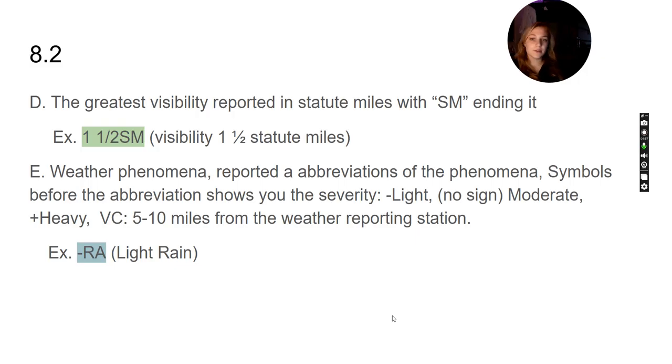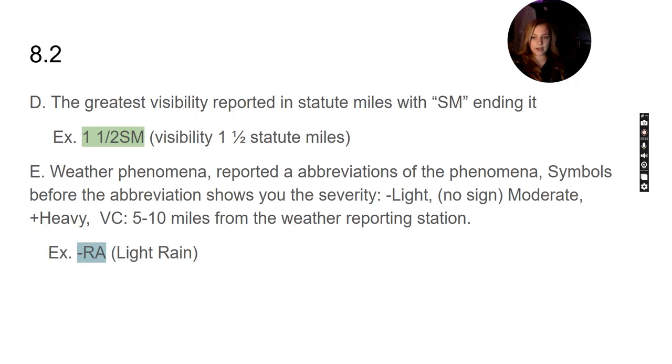The greatest visibility is reported in statute miles, ending with SM. So this is just the visibility report. So 1.5 SM would mean 1.5 statute miles of visibility. This is good to make sure you know if it's VFR or IFR conditions. Next would be weather phenomena, reported as abbreviations of the phenomenon. Symbols before the abbreviation will show you the severity. So if there's a minus, the severity is light. If there's no sign, it's moderate, and if it's a plus, it's heavy.